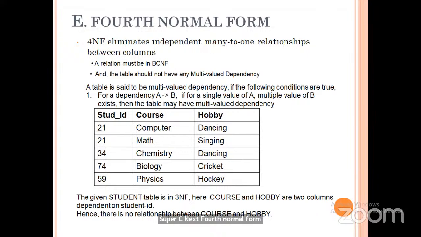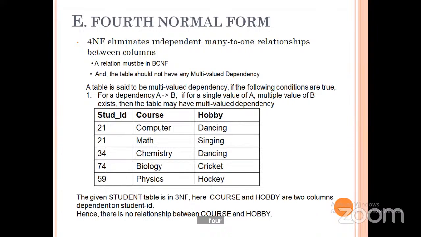Okay. Next, fourth normal form. A relation will be 4NF if it is in BCNF, and it should not have any multi-valued dependency. So a relation will be 4NF if it is BCNF and it is not having any multi-valued dependencies.